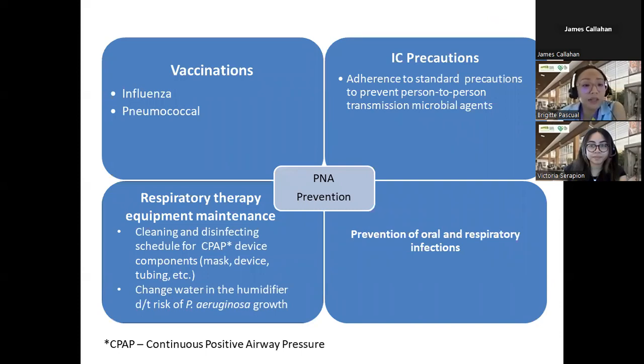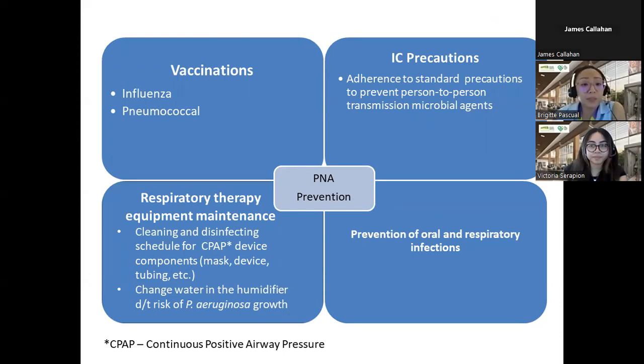Pneumonia prevention. Healthcare-associated pneumonia is often considered as an event that could have been prevented if the quality of care had been optimal. Some of the principles for prevention are as follows: influenza and pneumococcal vaccinations, adherence to standard precautions to prevent person-to-person transmission of microbial agents, and respiratory therapy equipment maintenance.